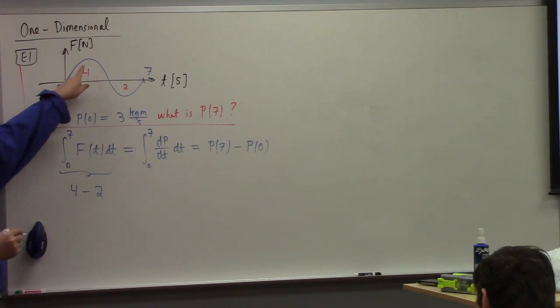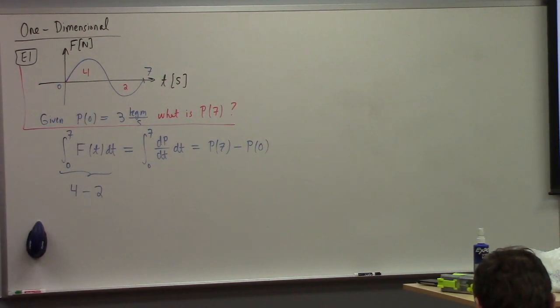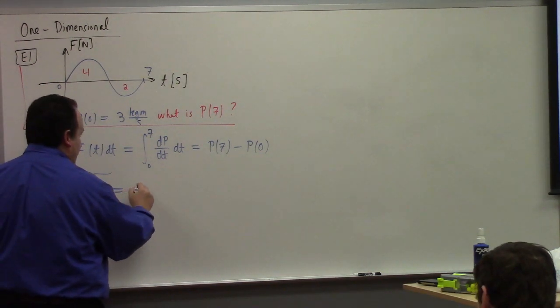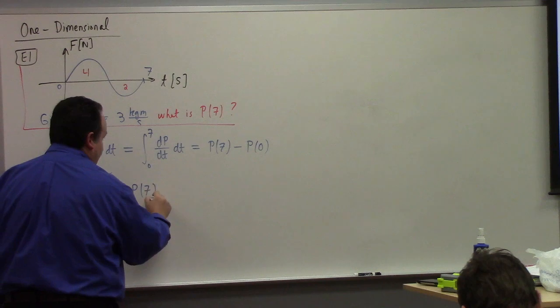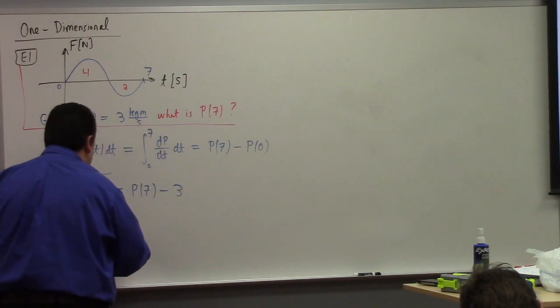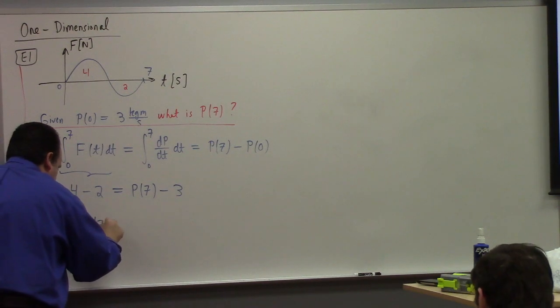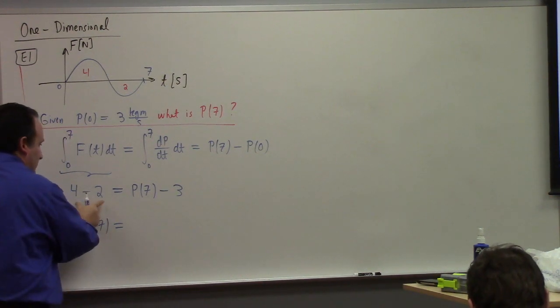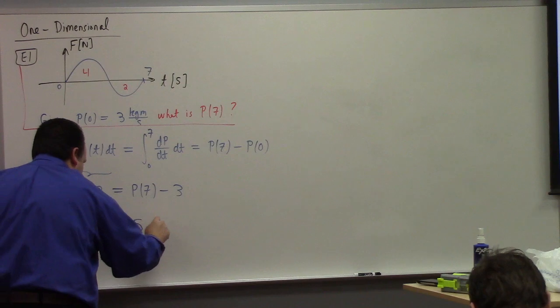Because we have 4 positive area, 2 negative area, right? It's the signed area we're calculating. And so 4 minus 2 is equal to P of 7, which we were trying to figure out. And P of 0, what was that? I gave that to be 3, so minus 3. So what's P of 7 equal to? 2 plus 3, right? So we get 5.